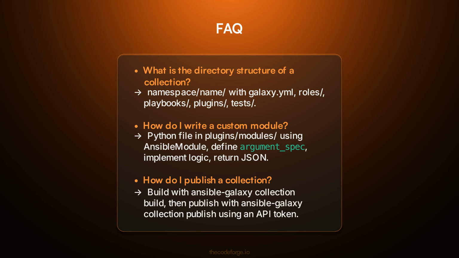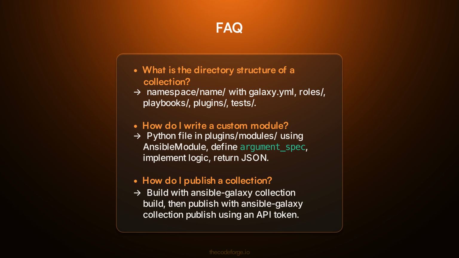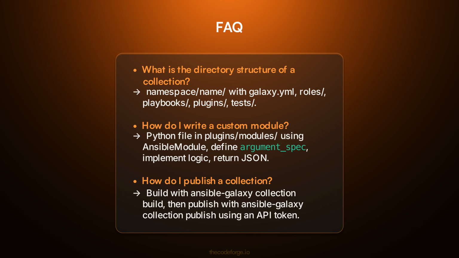And a few frequently asked questions. What is the directory structure of a collection? namespace/name/ with galaxy.yml, roles, playbooks, plugins/, tests. How do I write a custom module? A Python file in plugins/modules using AnsibleModule: define the argument spec, implement the logic, and return JSON. How do I publish a collection? Build with ansible-galaxy collection build, then publish with ansible-galaxy collection publish using an API token.